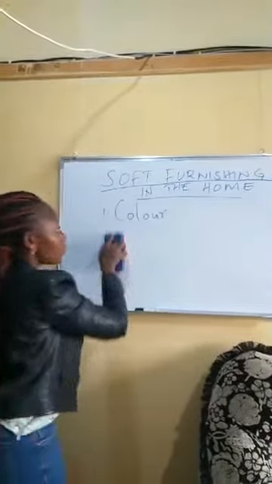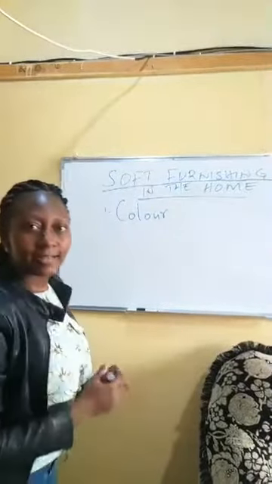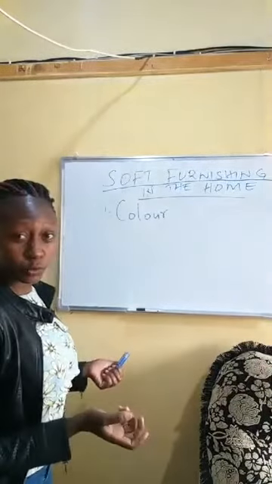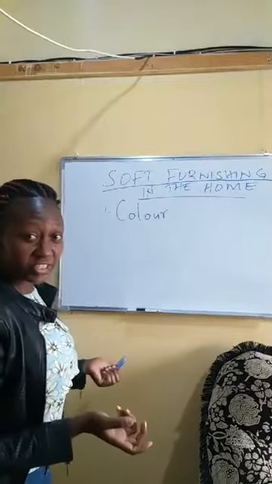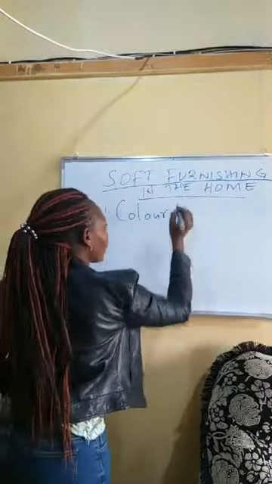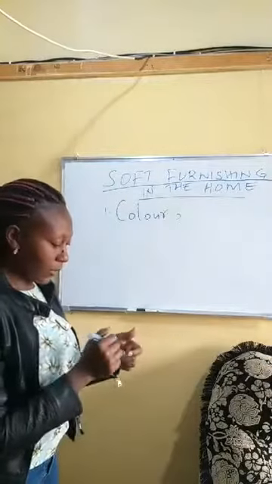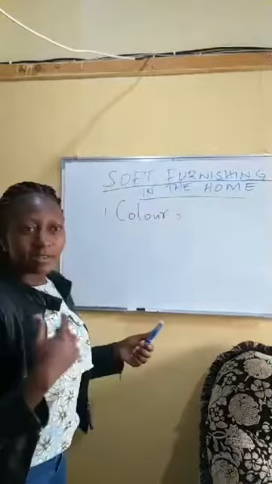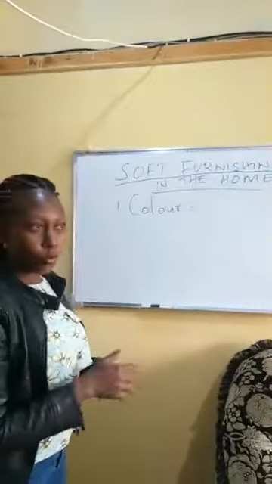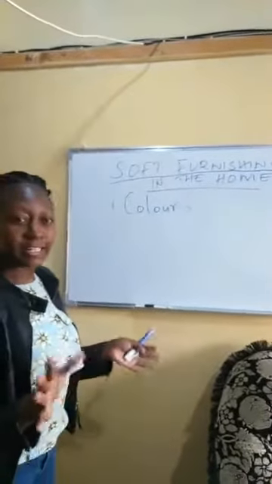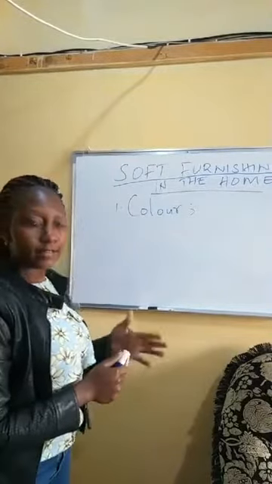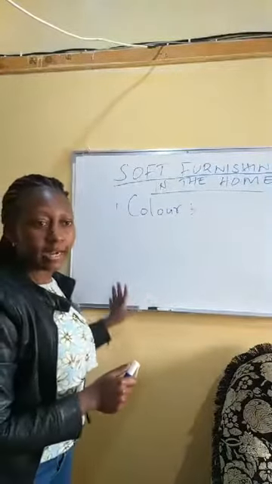And we need to look at color because color is a very important aspect when we talk about furnishing the home, or when we are talking about the soft furnishings that are at home. So with color, I'll give you a task. If you try to switch off the lights in your home, or if you try to be in a dark place, you'll not be able to see any color. So light has to be present for color to be visible.